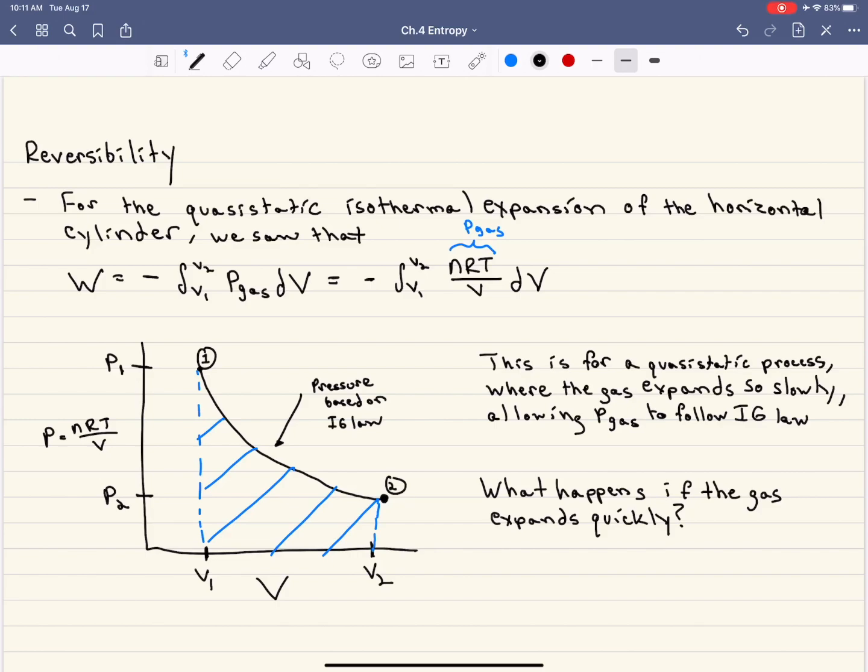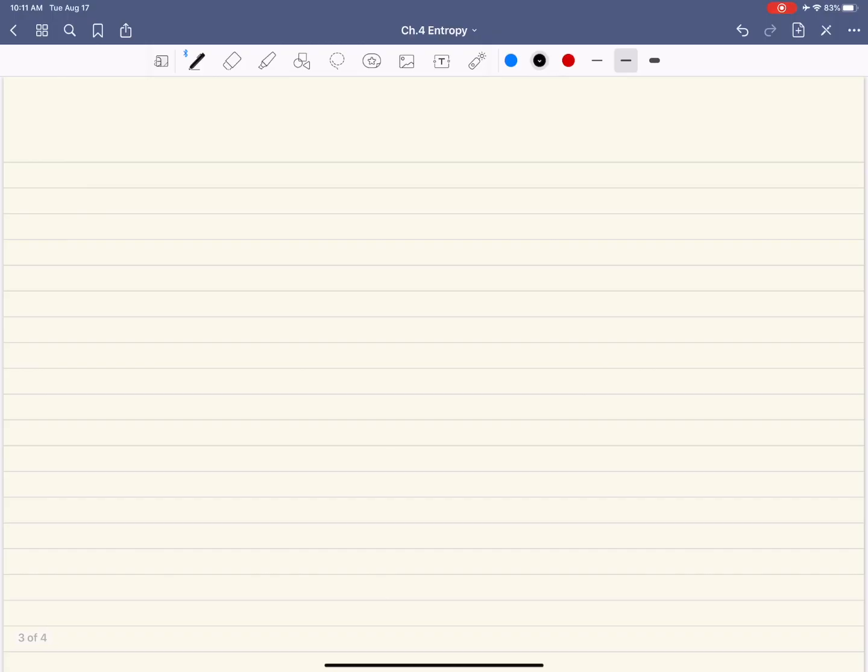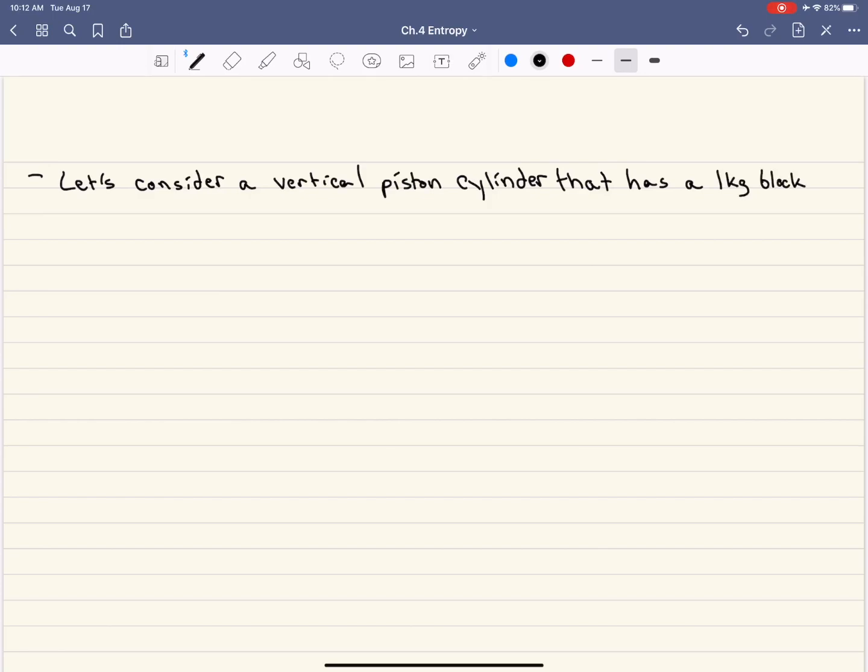So to figure out how much work is extracted from a rapid process, we're going to consider the following case. Let's consider the expansion of a gas inside a vertical piston cylinder that has initially a 1 kilogram block on it. Alright, and so let's draw out our system.